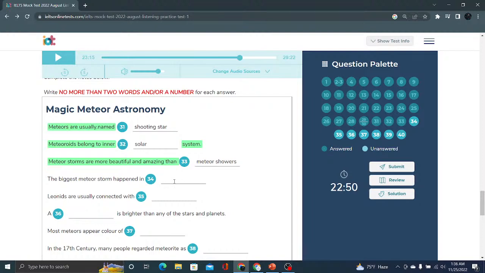Now let's move on to listen for question number 34. Let's read it and find out some keywords for this question. Okay, the biggest meteor storm happened in blah blah. Let's listen to it.